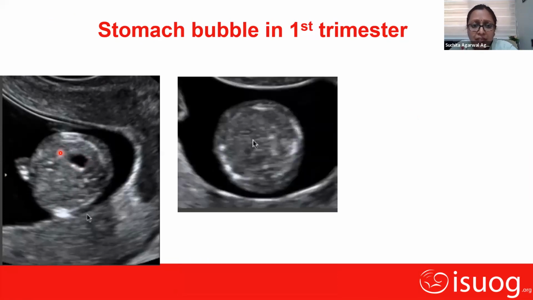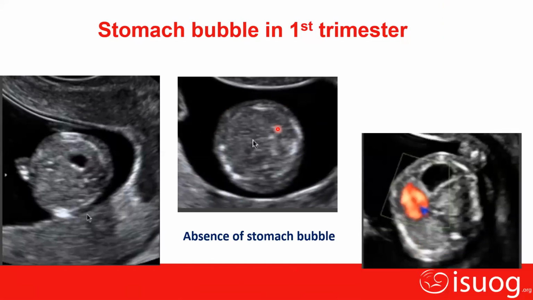Suppose I don't find a stomach bubble here. There is no stomach bubble in the first trimester scan. So what do I do? I start searching for the stomach bubble. Where is it? Why is it not present? Or it may be transiently empty, but why is it not present? My focus should be to start searching. Where is it? So, the absence of the stomach bubble here.